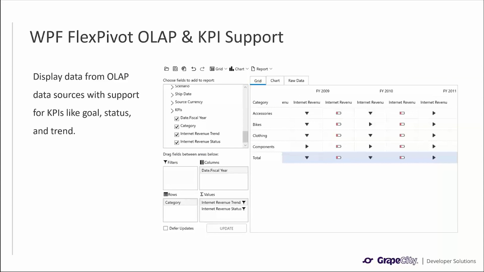Last year, we refactored OLAP for WPF for .NET 5, which is now known as Flex Pivot. And for this release, we've added OLAP Cube support for .NET 5, so you can display data from OLAP data sources with support for KPIs or key point indicators, like your goal, status, and trend.